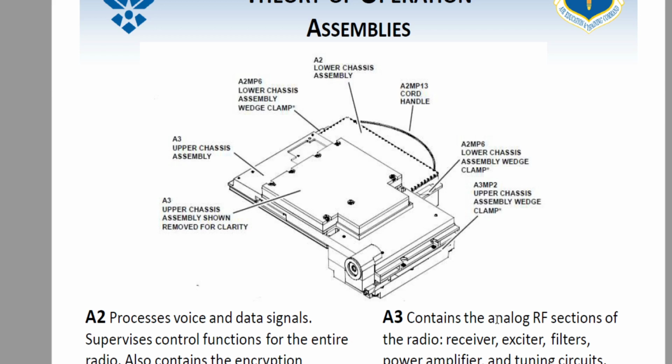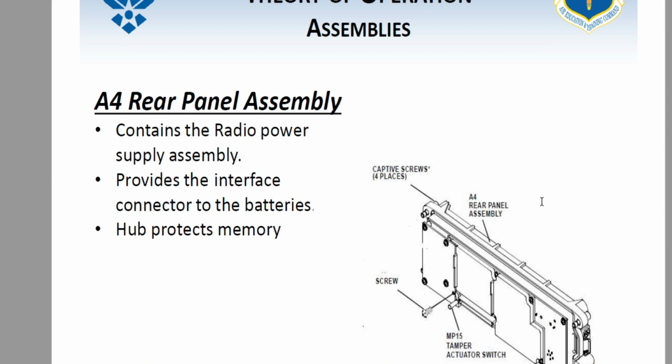So A3 is what we talk about next. A3 contains the analog RF sections of the radio. It's the receiver, the exciter, the filters, the power amp, tuning circuits, and the analog 240 kilohertz IF. That's our first IF. We'll talk about that. Are there any questions so far? Am I going too fast for anybody? Okay.